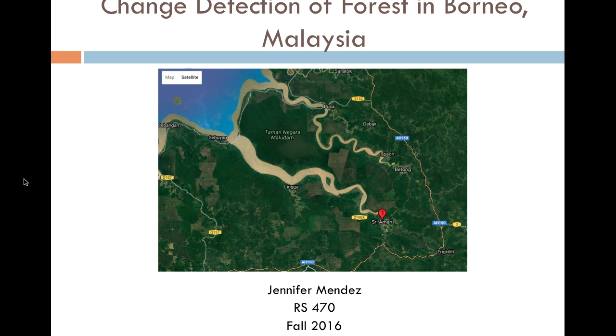Okay, I'm Jen Mendez, and I did my project on the change detection of forests in Borneo, Malaysia. I picked this particular area because the rainforests are being cut and degraded for timber, palm oil, pulp, and other materials, with their biggest threats being logging and land clearing. This started around the 1950s and has been continuing since.